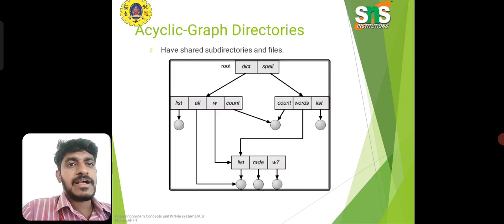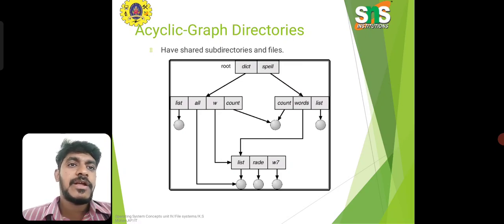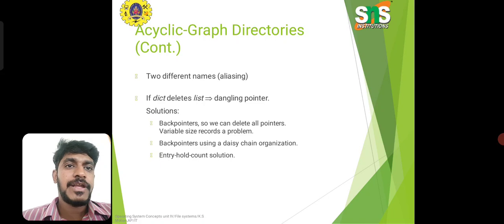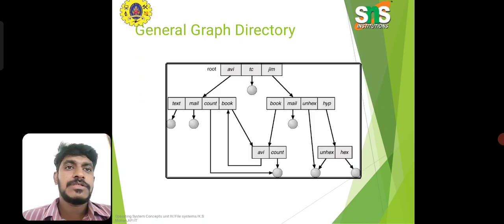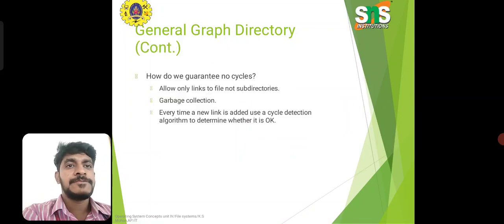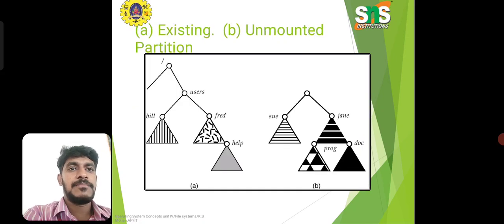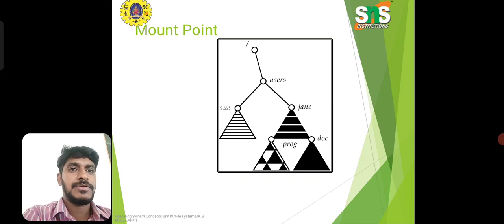Then acyclic graph directories will have shared subdirectories and files, with root and list and other values. With acyclic graph directories, a file can have two different names. Then the general graph directory is the main processing here. Then file system mounting: a file system must be mounted before it can be accessed. An unmounted file system is mounted at a mount point, with existing and unmounted partitions.